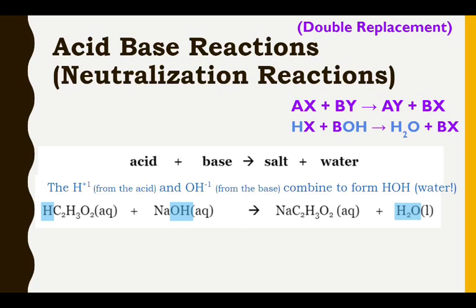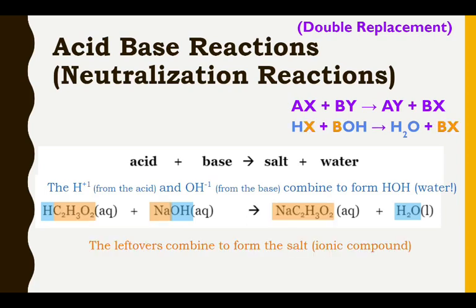And so the first product, that AY thing that we always make, is made up of that H and OH coming together to form HOH, aka H2O, or water. So the one product you can always count on seeing on the product side of our reactions this unit is water. And then the other thing you're going to see there, the BX thing, is a salt, an ionic compound made from the leftover pieces of that acid and base that weren't the H or OH part.